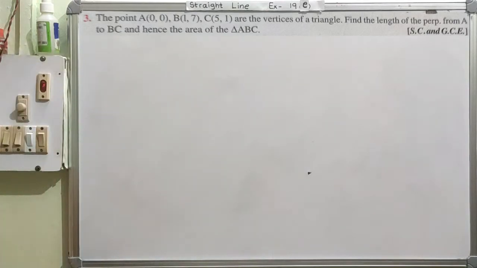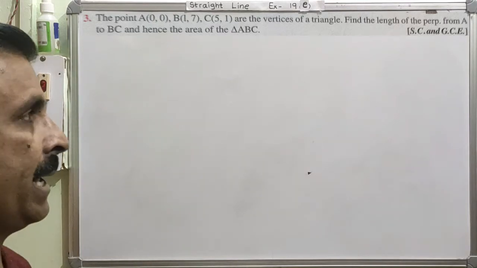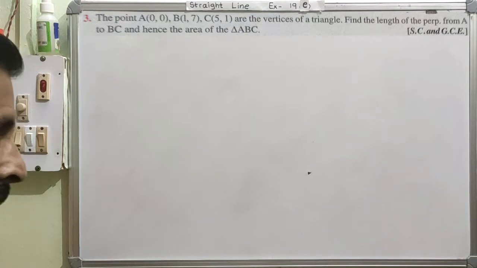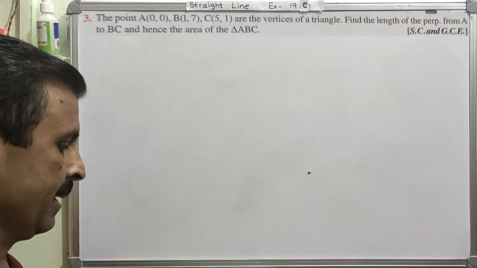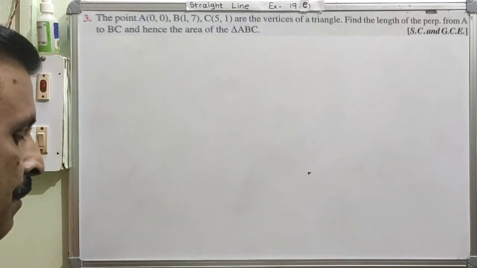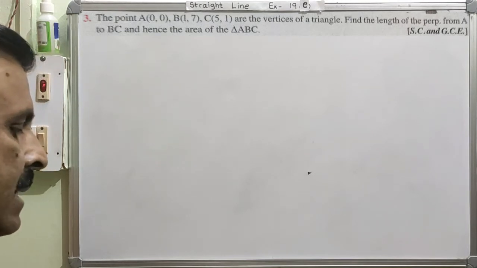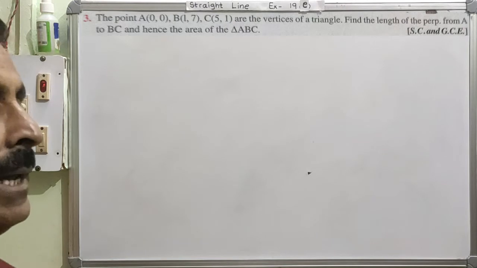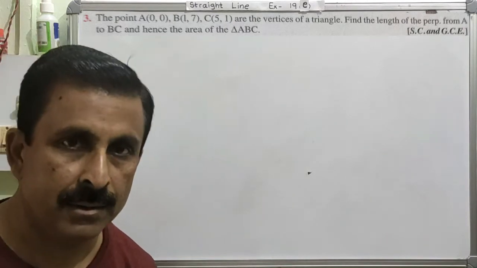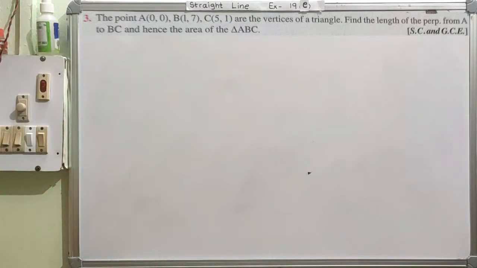Question number 3. What the question says is, the points A, B and C are the vertices of a triangle, right? Find the length of the perpendicular from A to BC and hence the area of triangle ABC. Is it okay? So let us try to understand this question.